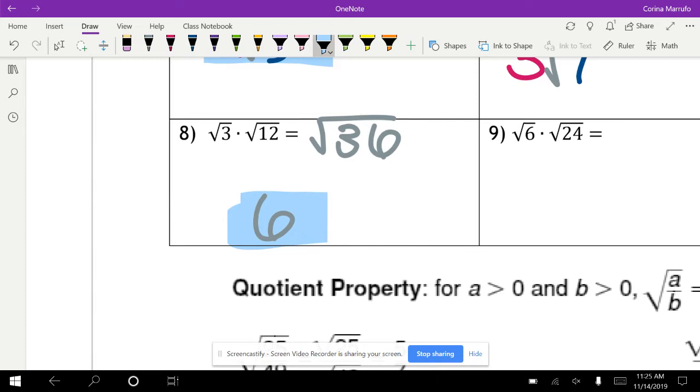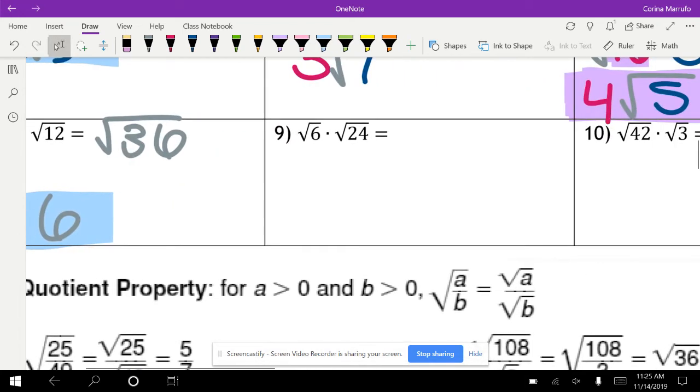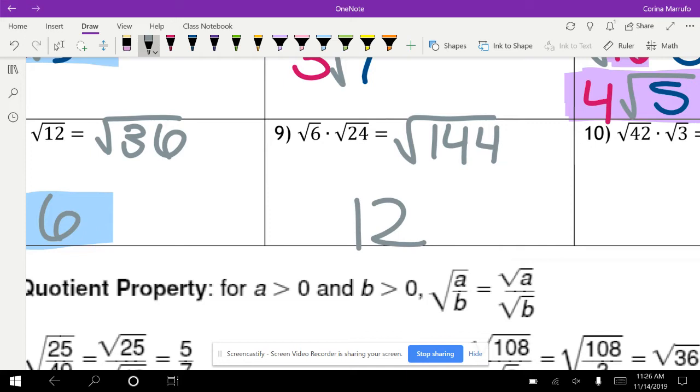All right, the next one, the square root of 6 times 24. So 6 times 24, I believe, let me make sure, is 144. Let's see. 6 times 24. Yes, it is 144. So this is the same thing as the square root of 144. And we know 144 is one of our perfect squares. That is 12. 12 times 12 gives you 144.